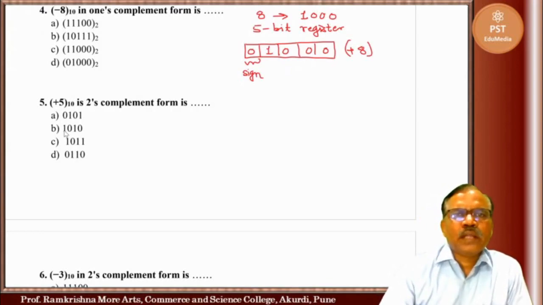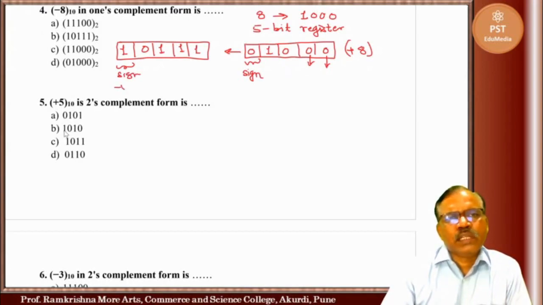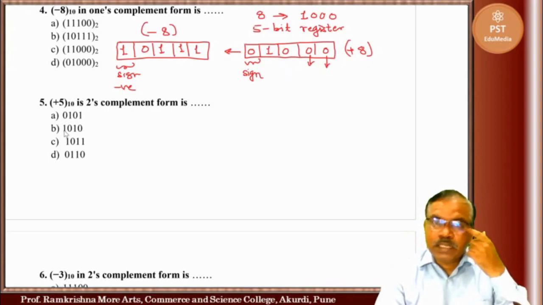Now we have to take minus. So one's complement. If we take its one's complement, we get 1's complement of 0 is 1, 1's complement of 0 is 1, 1, 0 and 1. So this is the sign. Sign 1 means negative. So this number represents minus 8 in 1's complement form.